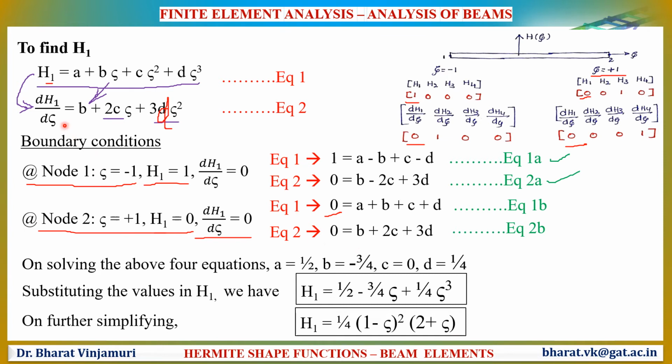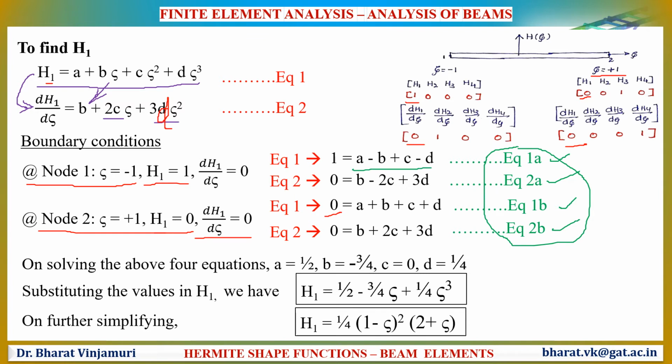And in equation 2, once we substitute here, the first derivative is missing here in node 2. dh1 by d zeta value is 0, so 0 is equal to the positive value b plus 2c plus 3d. We have got 4 equations: equation 1a, 2a, 1b and 2b. Solving these 4 equations, we will be able to find the coefficients a, b, c and d.